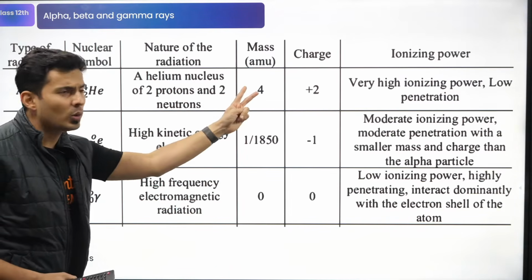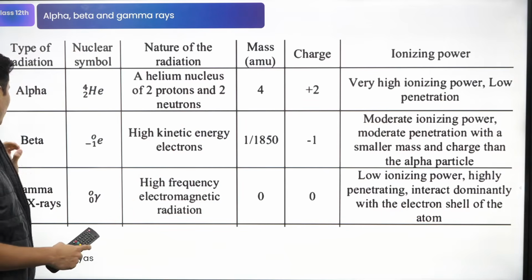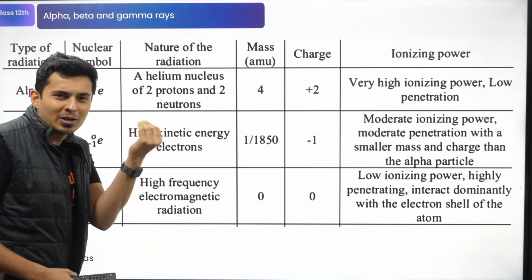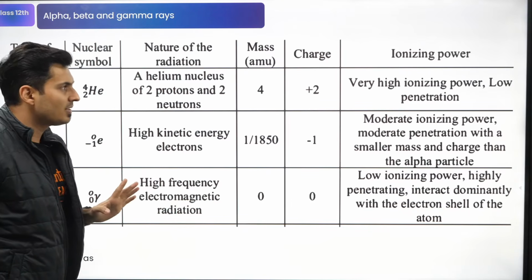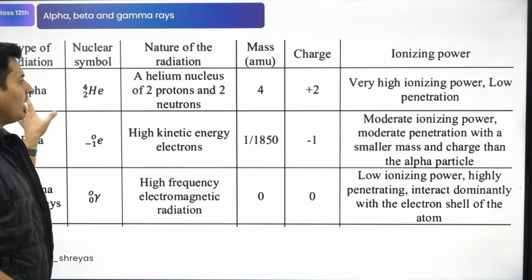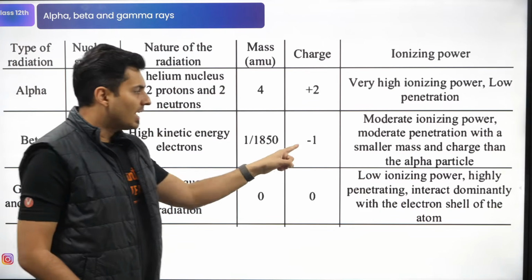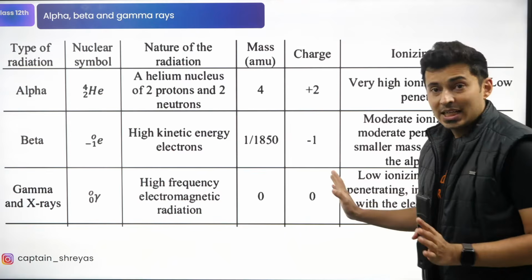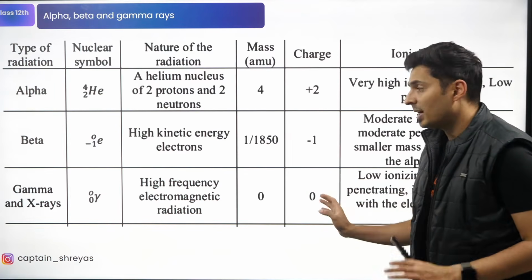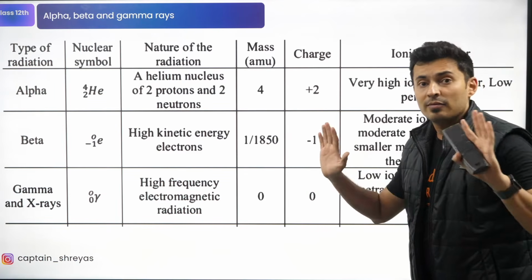Alpha, obviously 2 protons, 2 neutrons, so 4 atomic mass number. Beta is an electron, hardly any mass. Gamma is not even matter, so rest mass is 0. Charge of an alpha particle is plus 2e, whereas for a beta it is nothing but negative e. For gamma it is chargeless, so it will not get deflected by electromagnetic fields.